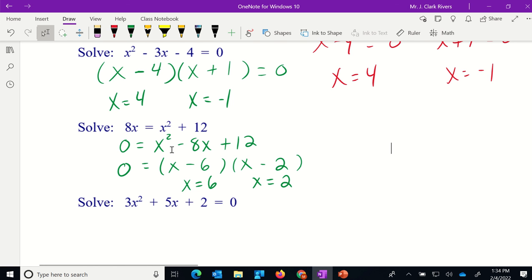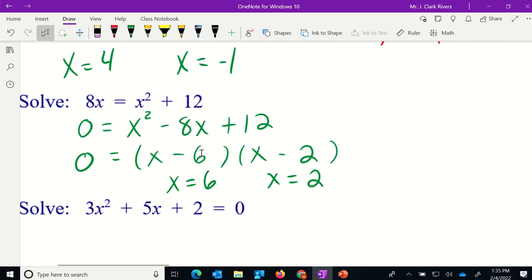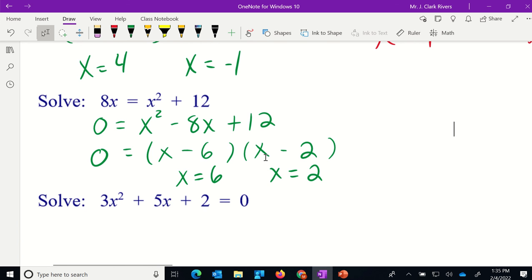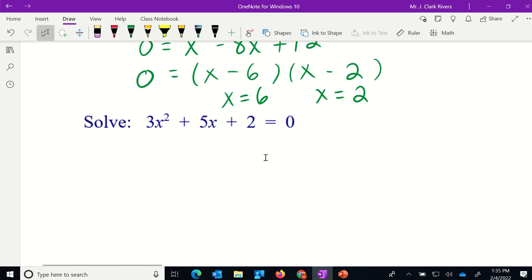Here, we want to make sure we set this equal to 0, giving us x squared minus 8x plus 12. We need two numbers that have a product of positive 12 but a sum of negative 8. If the product is positive but the sum is negative, we know these are both negative. Those two numbers are negative 6 and negative 2. Negative 6 multiplied by negative 2 is positive 12. Negative 6 plus negative 2 is negative 8, giving us x equals 6 or x equals 2.